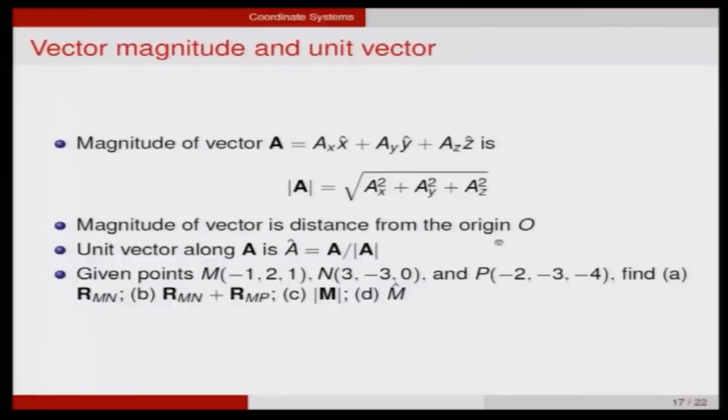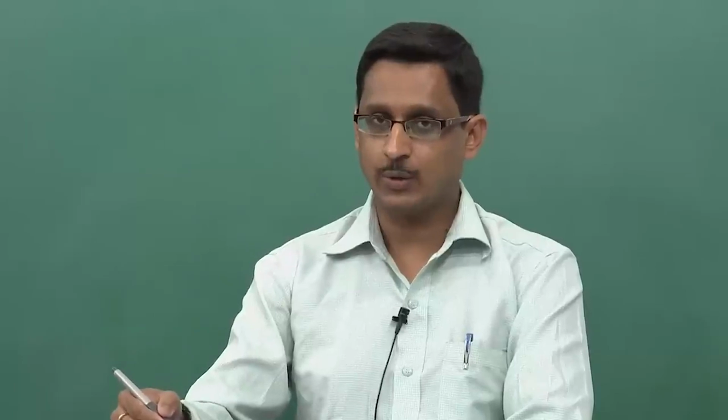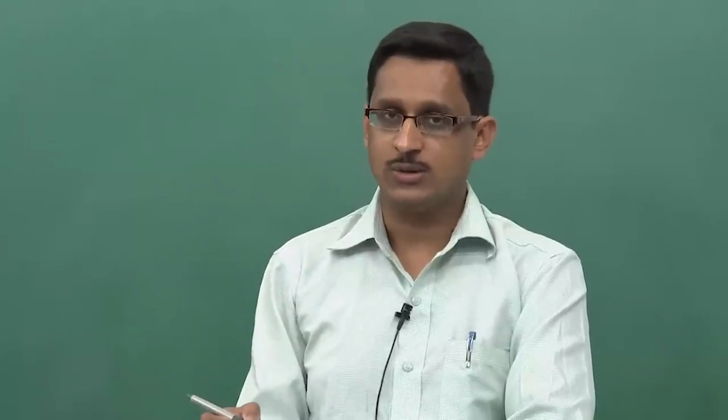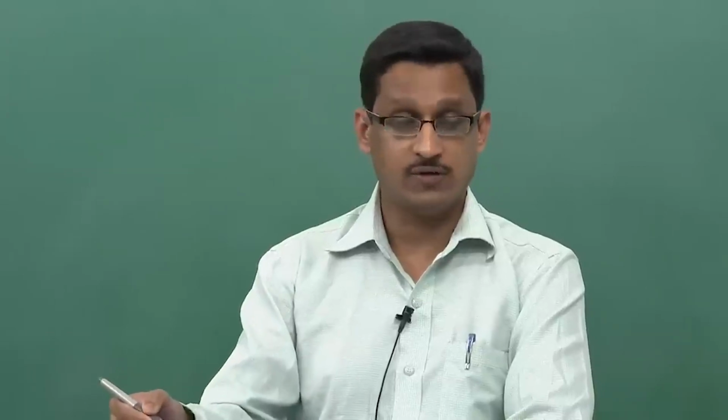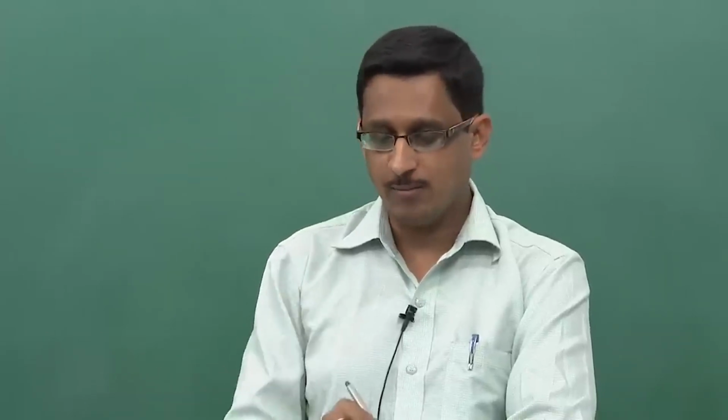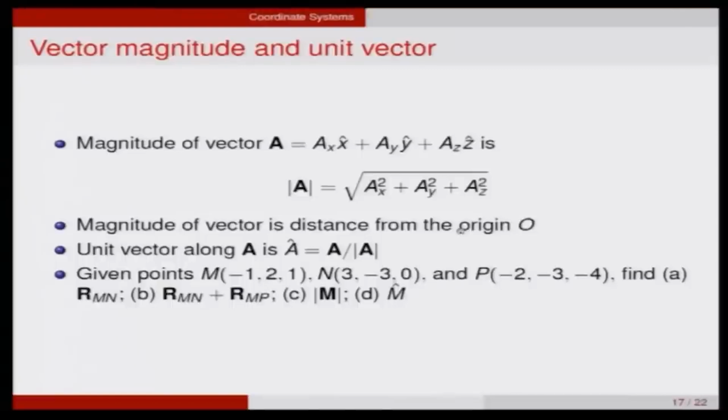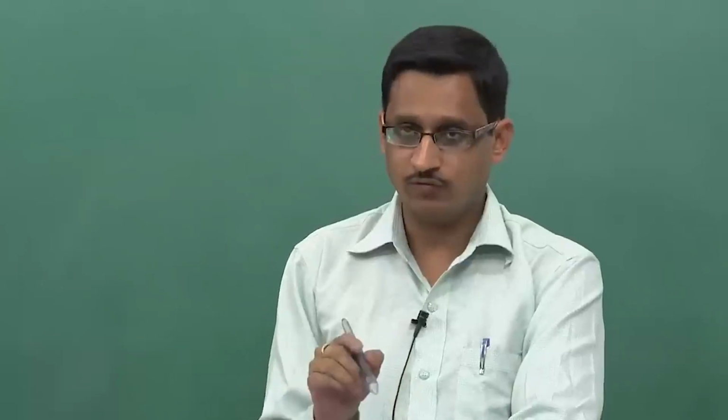Okay. So, the magnitude of a vector actually tells you the distance of the vector from the origin. That means, at what point the head of the vector is located with respect to the origin. So, the distance from the origin to the end point of the vector is the magnitude of the vector. Okay. What is the magnitude of a unit vector? 1. Okay. So, do not forget that.